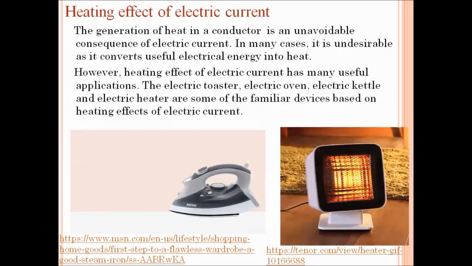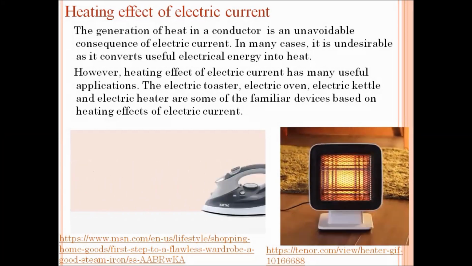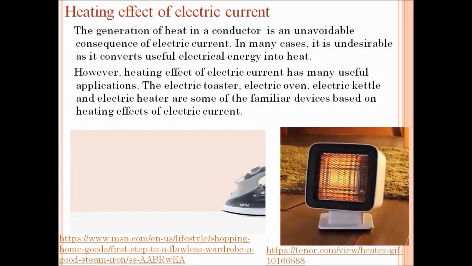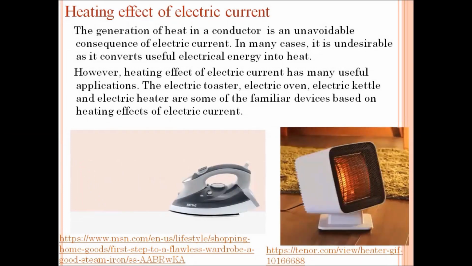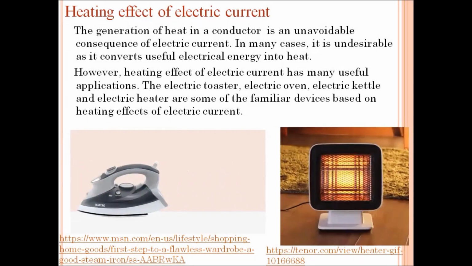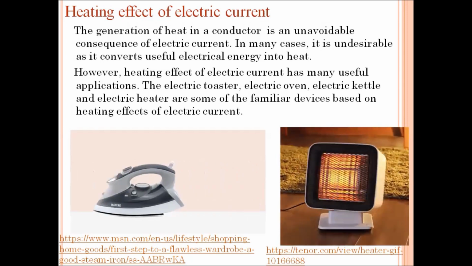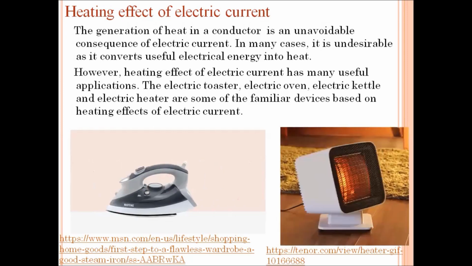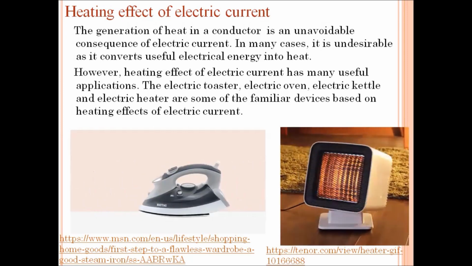Heating effects of electric current. The generation of heat in a conductor is an unavoidable consequence of electric current. In many cases, it is undesirable as it converts useful electrical energy into heat. However, many appliances such as electric heater, electric kettle, electric press work on the principle of heating effects of electric current.